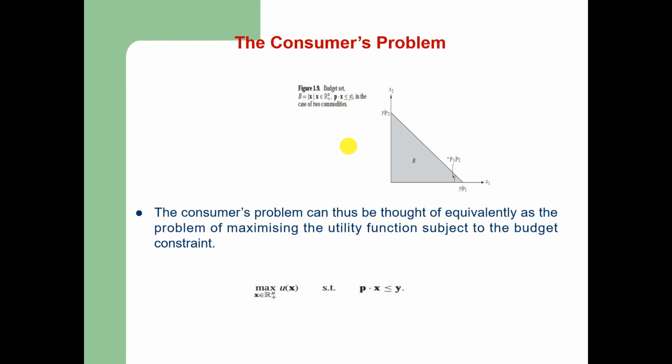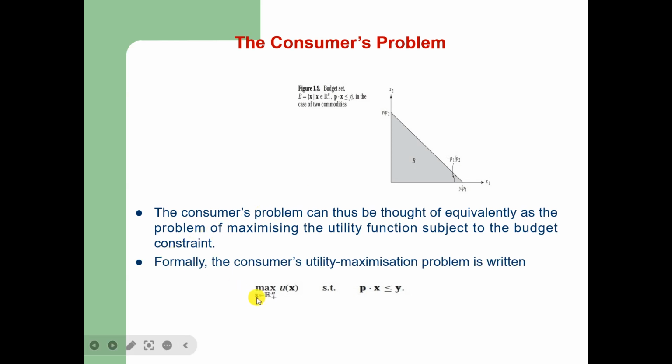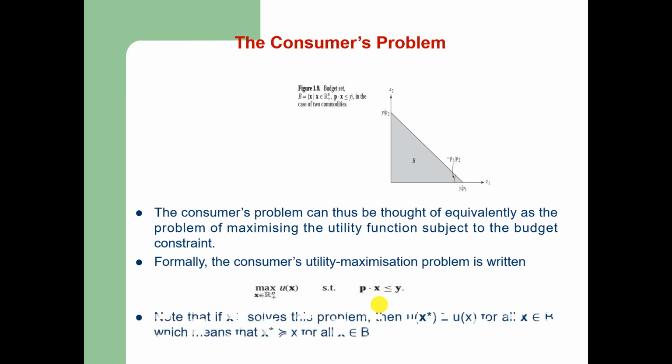The consumer's problem can thus be thought of equivalently as a problem of maximizing the utility function subject to the budget constraint. And formally, the consumer's utility maximizing problem is written as to maximize utility of the commodity consumption bundle subject to X is in a non-negative orthant, and that is subject to vector of prices and vector of commodities is less than or equal to the budget line.